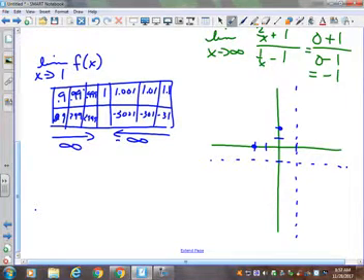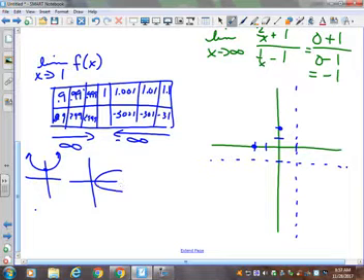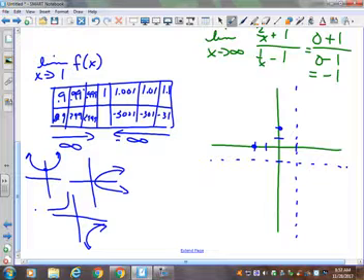So, if one graph's going up and one graph's going down, is that symmetry? Well, might be. What are the kinds of symmetry? Maybe that's what we should have been discussing first. There's more than one kind of symmetry, right? There's the y-axis symmetry, where half of it's on each side. There's x-axis symmetry, where half of it's on each side. And then there's origin symmetry. So this one's origin symmetry?